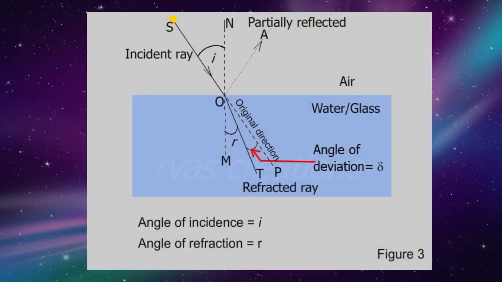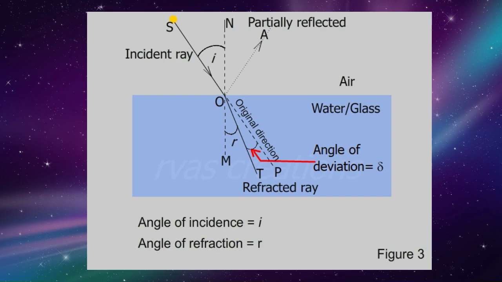Let a ray from source S strike the interface of the two media at point O. Normal to the surface at the point O is ON. The incident ray SO makes angle I with the normal. This angle is called the angle of incidence. It is observed that part of the incident ray along SO is reflected along OA. This partially reflected ray follows the normal laws of reflection, that is, the angle of reflection, angle NOA, is equal to the angle of incidence.